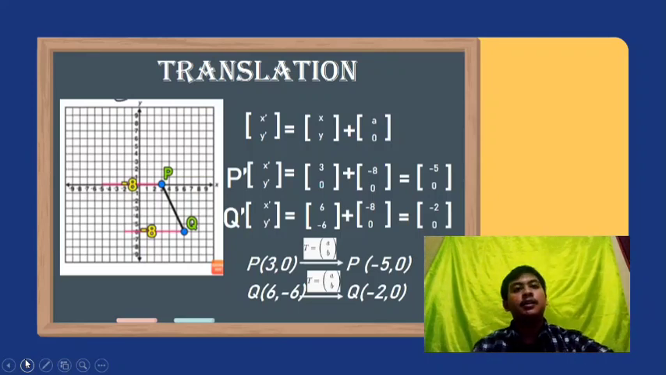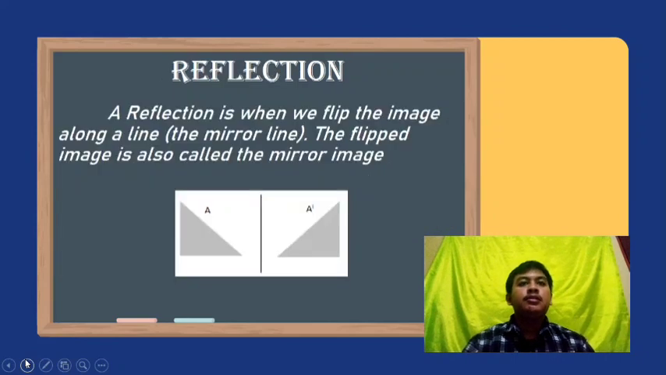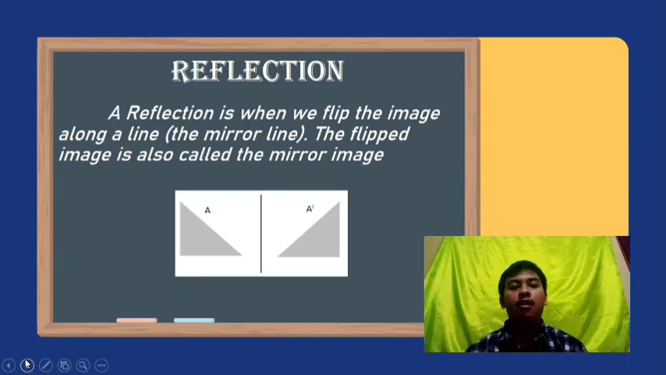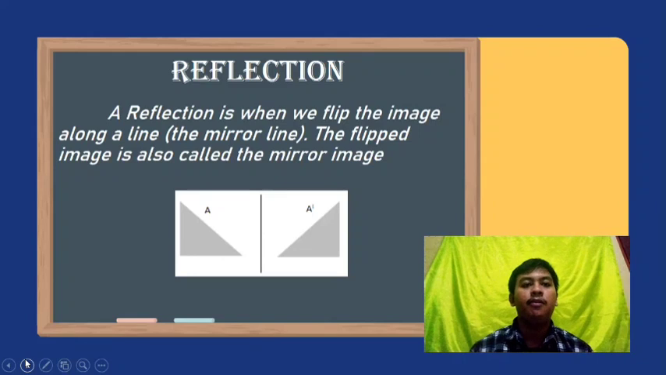And next we go to the reflection. The definition of reflection is: a reflection is when we flip the image along a line, the mirror line. The flipped image is also called the mirror image. So the image is mirrored.